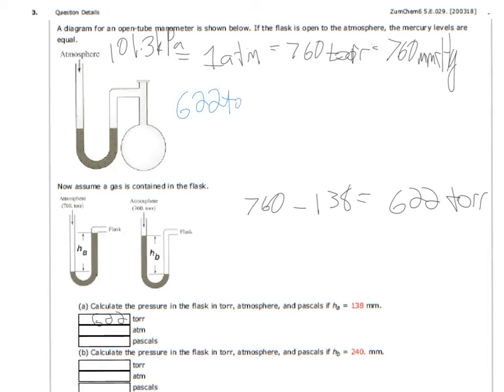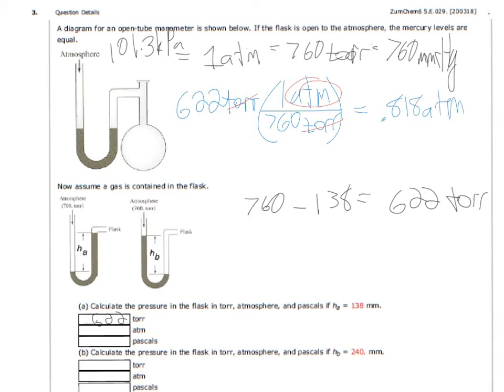622 torr. And first they want us to get to atmospheres. Well, I know that 760 torr are equivalent to 1 atmosphere. The unit torr crosses out, atmospheres is left over. And we get, in this case, 0.818 atmospheres.